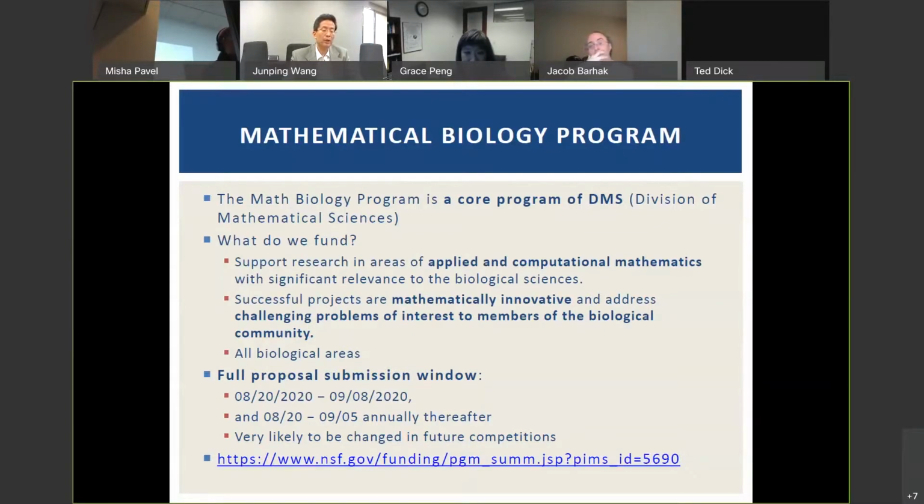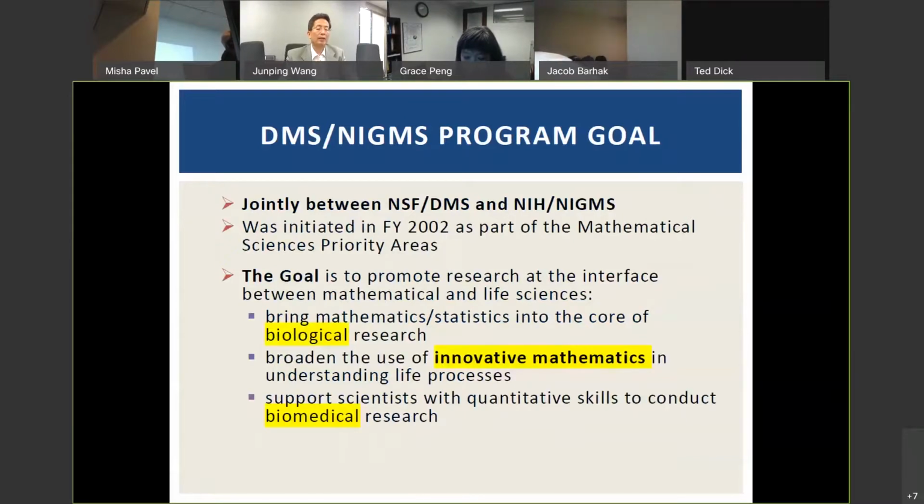The proposal submission window is from August 20th to September 5, essentially, every year. If September 5 falls on a weekend, then the deadline will automatically be pushed to the next business day. It is very likely that the proposal submission window will be changed in the future. So if you are interested in submitting a proposal to us, make sure to check our website, okay?